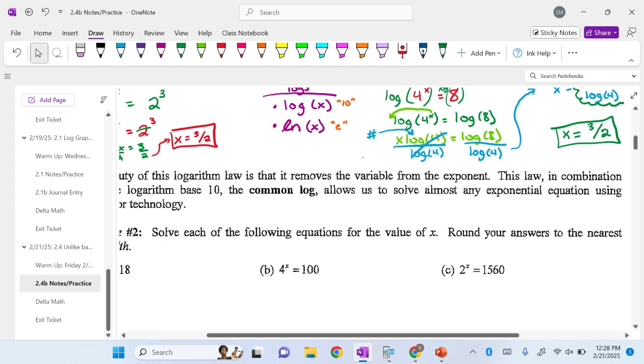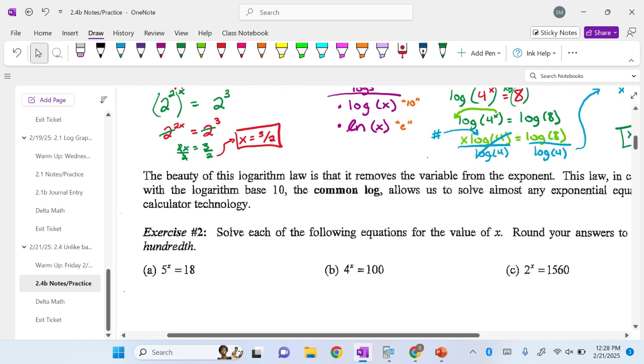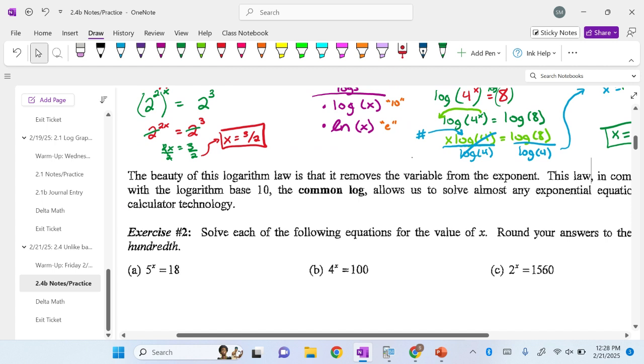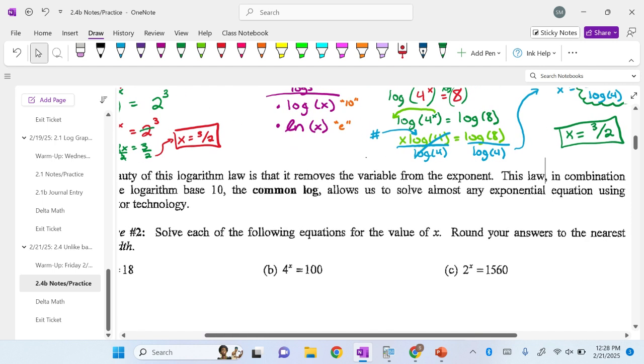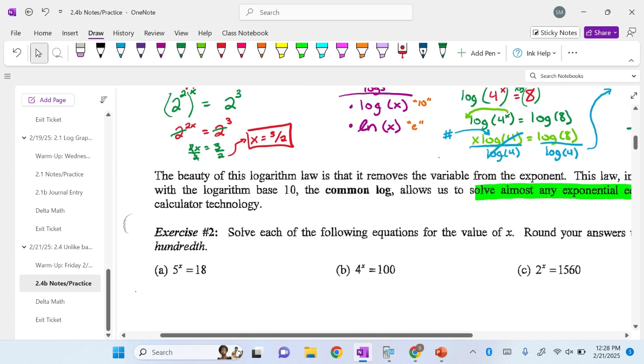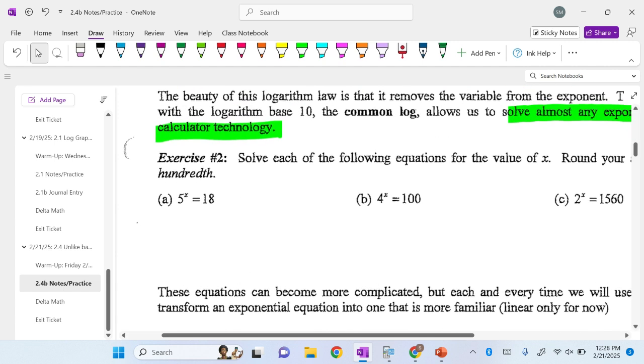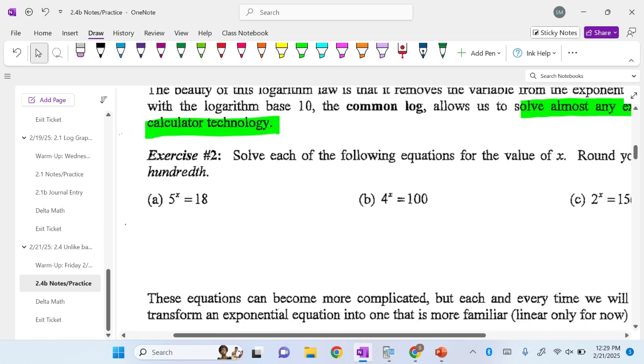But when in doubt, just use either common or natural. And again, it doesn't matter which one. But for this class, you mainly use common. So this law in combination with logarithm base 10, or the common log, allows us to solve almost any exponential equation using calculator technology. So you definitely need a calculator for this method. Because if I want to give an approximate answer, you'd have to put it in your calculator. Because obviously some of these logs are just not rational numbers, meaning that they go on forever and ever.